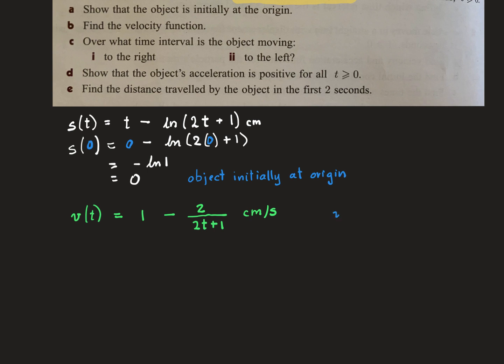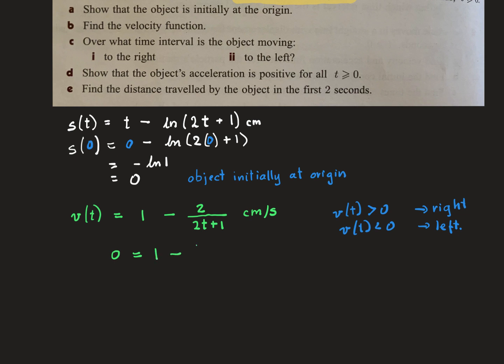We know that if the velocity function is greater than 0, then the object is moving to the right. And we also know that if the velocity function is less than 0, then the object is moving to the left. So what we need to do is find out at what time it is actually moving to the right or to the left, or if it is moving right or left at all. We can only do this by making this equal to 0. So if I make that equal to 0, I will be able to find the sign diagram.